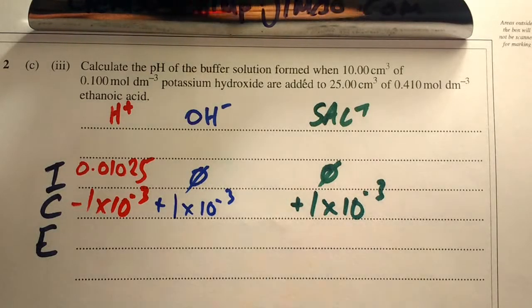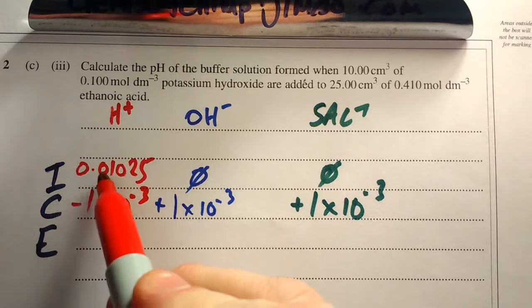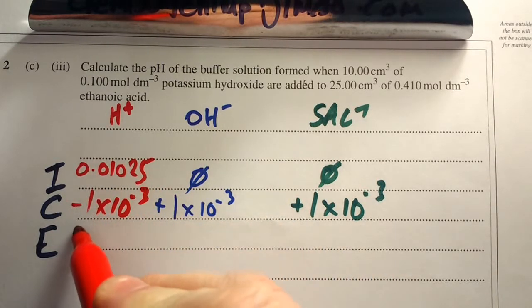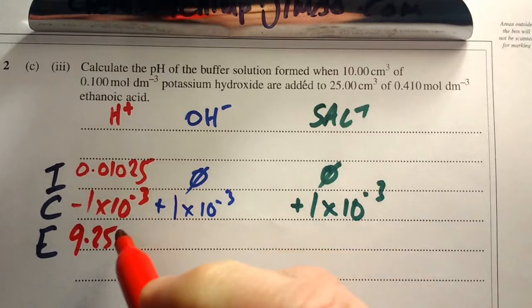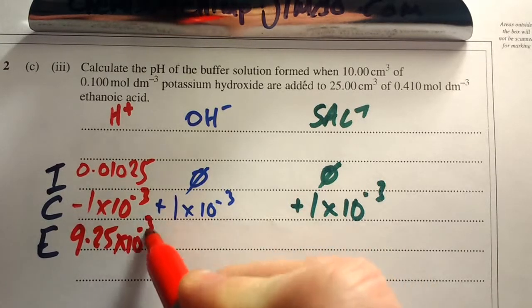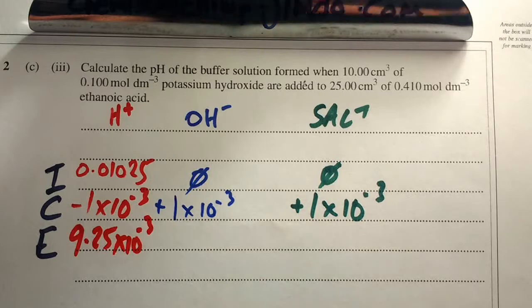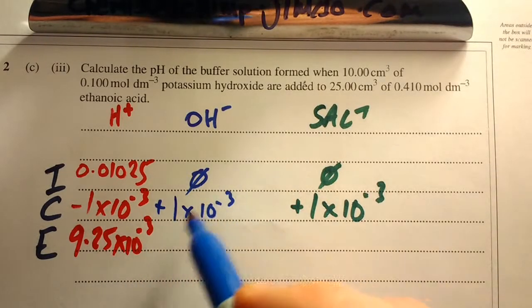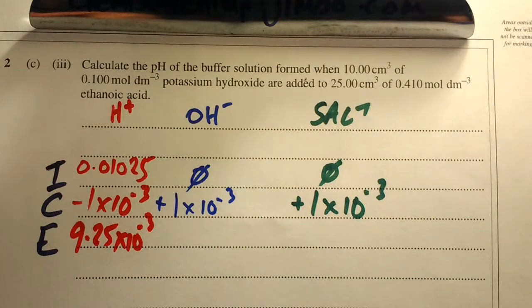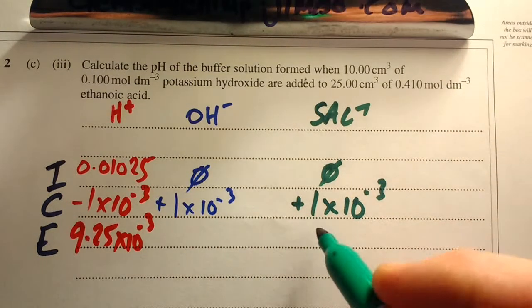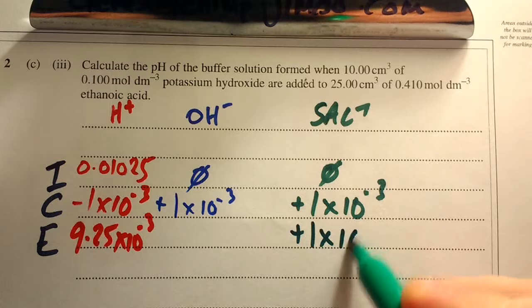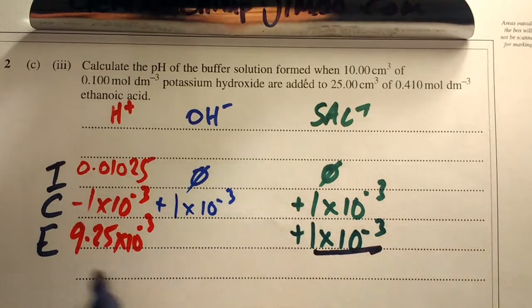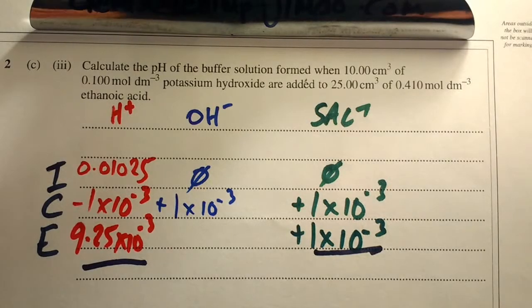So by the time we do those calculations, we've got 0.01025 minus 1 times 10 to the minus 3, and that will give us 9.25 times 10 to the minus 3. We will have used all of the hydroxide up, so we're not really bothered about that. It's the salt that we've got at the end. And we're going to use these two figures in our Henderson-Hasselbalch equation.